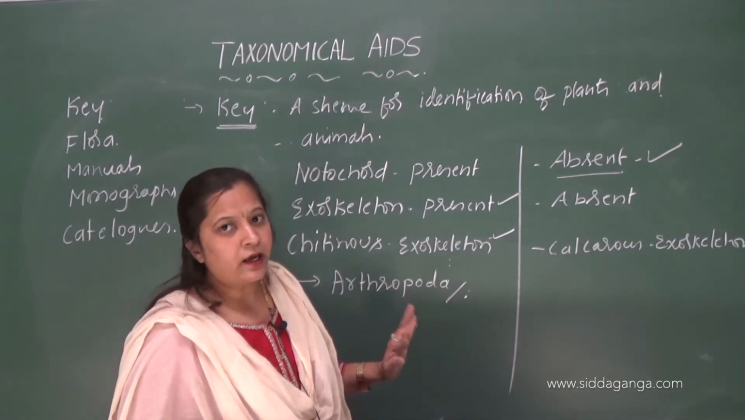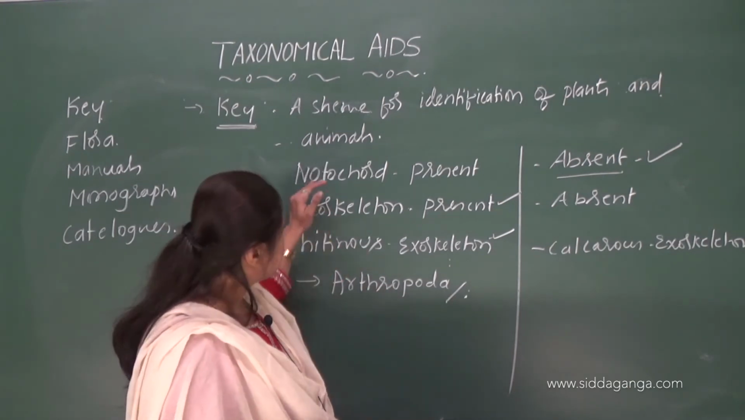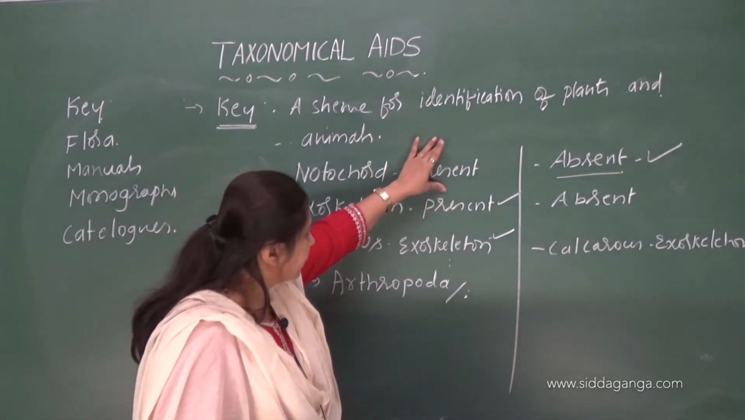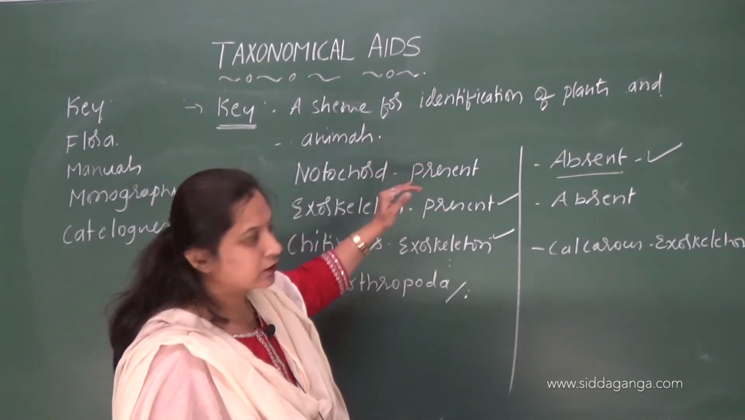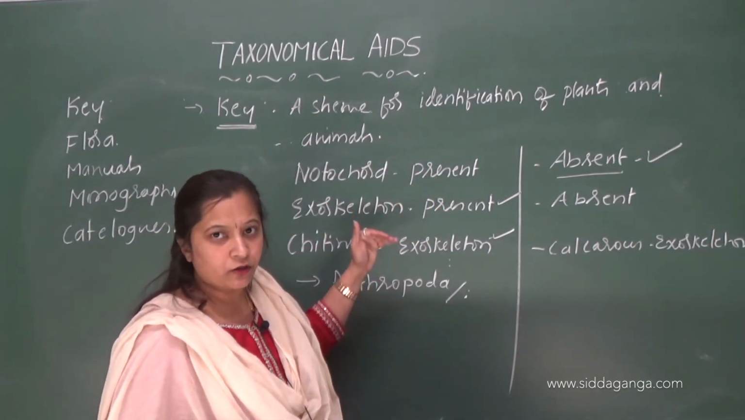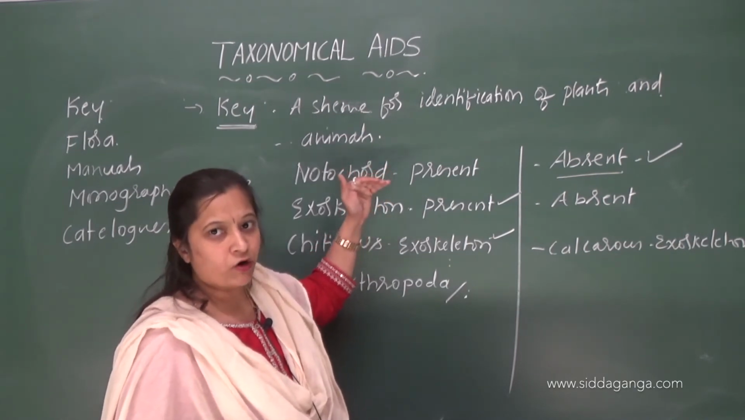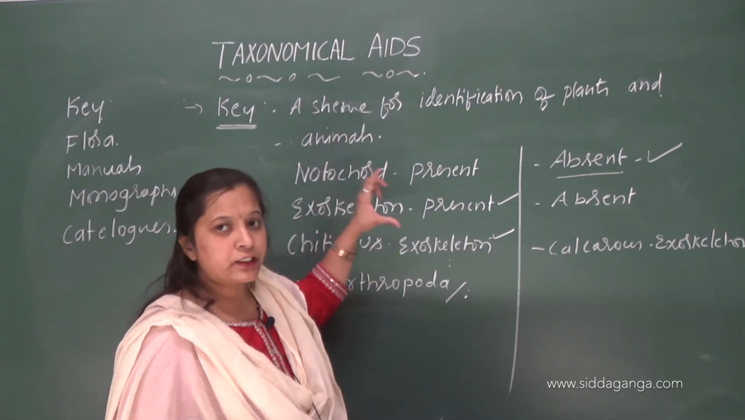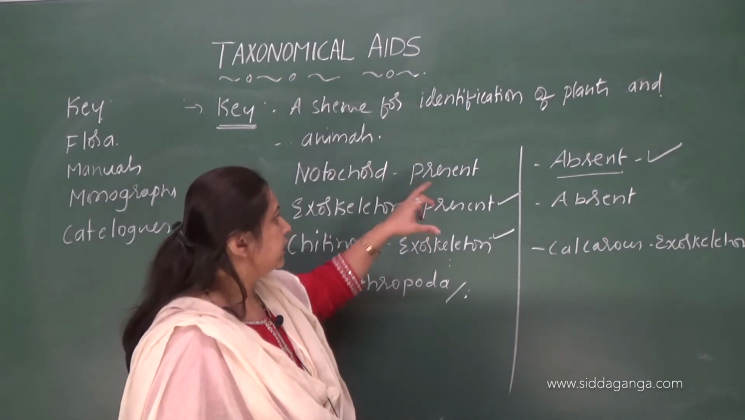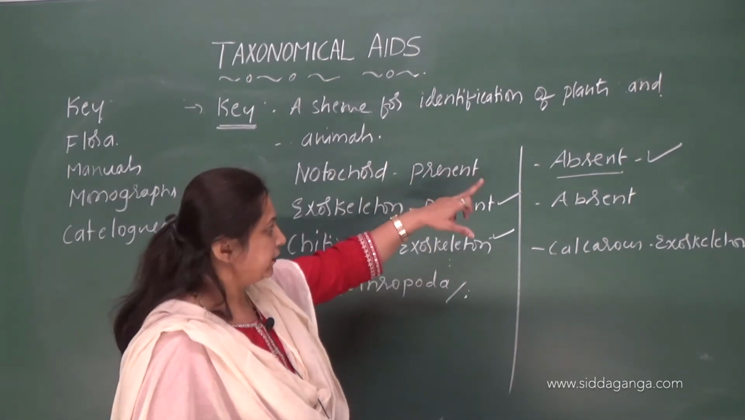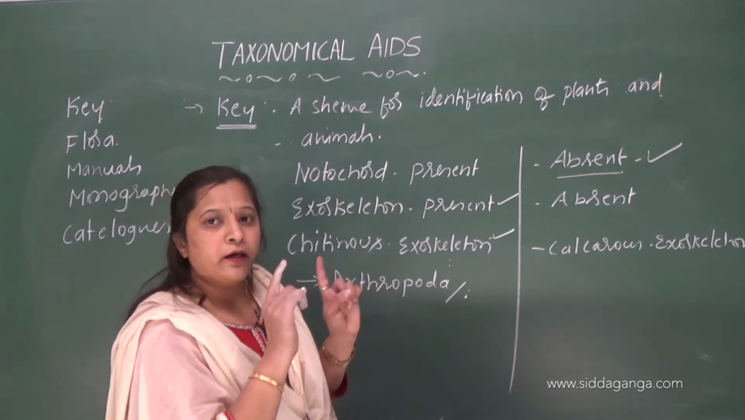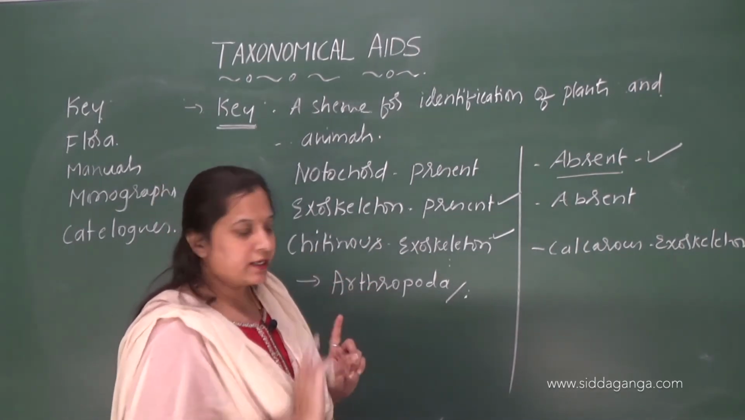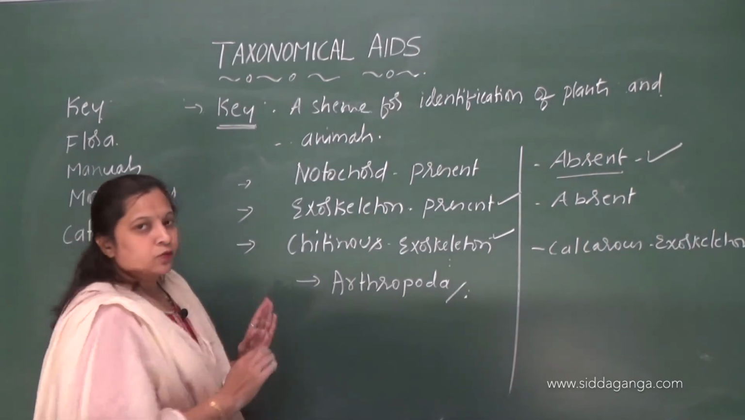So like this, each statement in a key is called a lead. It is a set of alternate characters, generally in pairs, called couplets. This is one lead, this is another lead, like that. So each character in a couplet is called a lead. So that is what the key is.